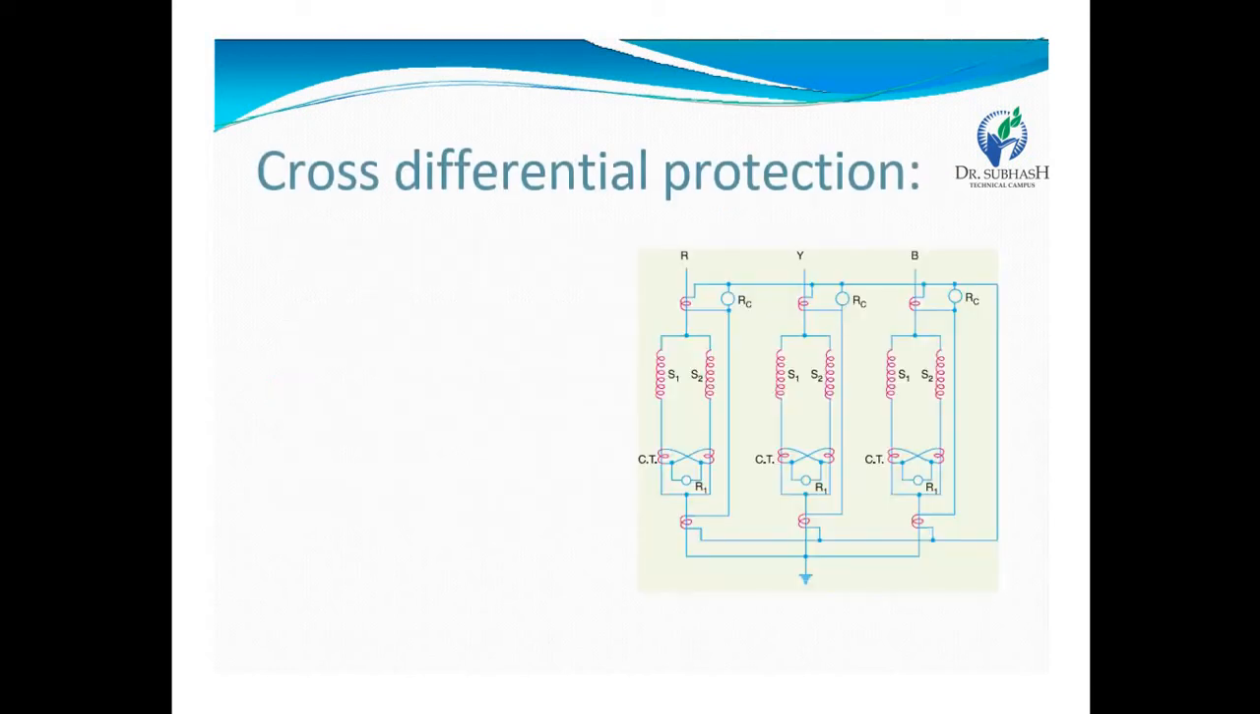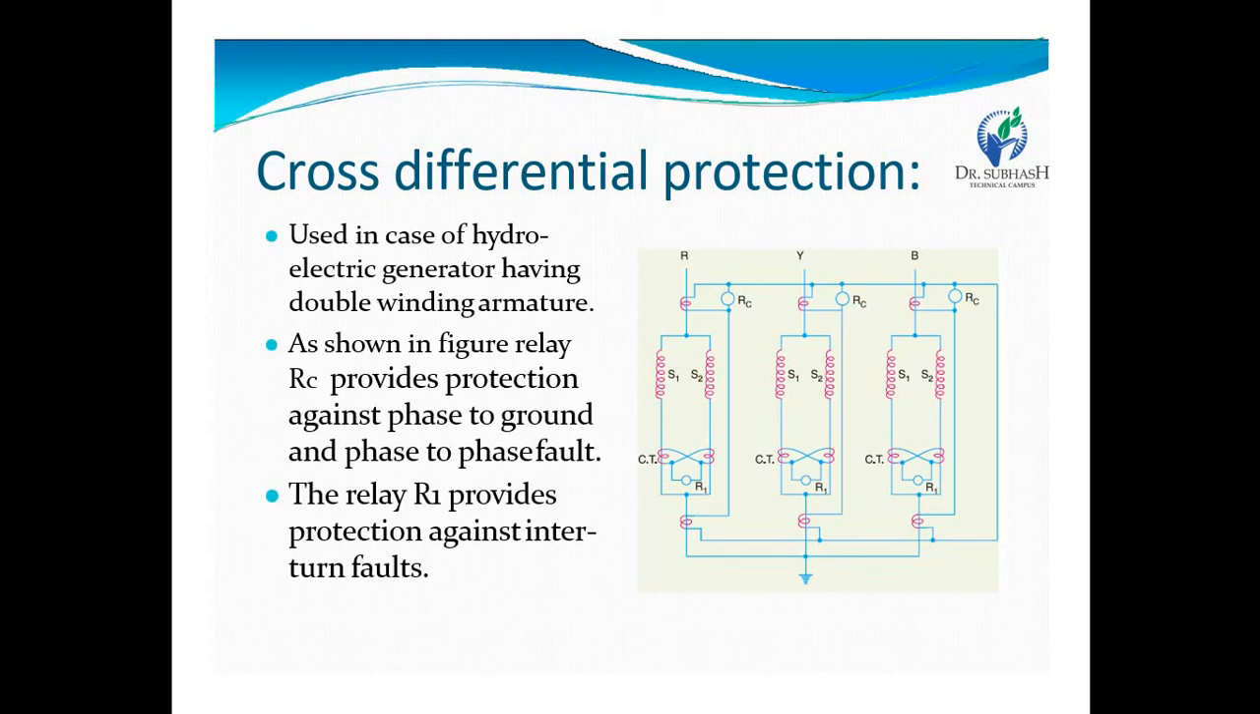So this is a cross differential protection. In cross differential protection, CTs are connected in a cross. You can see in the figure that this sign is for cross. It is used in the case of a hydroelectric generator having double winding armature. As shown in the figure, relay RC provides protection against phase to ground and phase to phase fault. These both faults are detected by this RC. The relay R1 provides the protection against interturn faults.